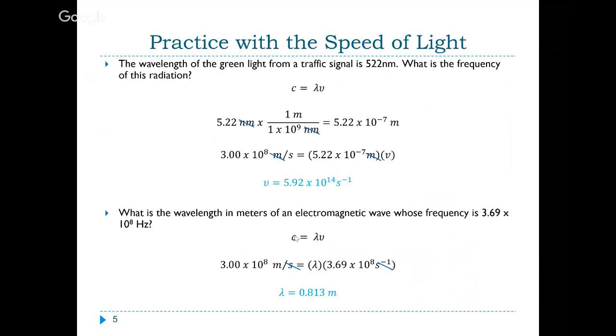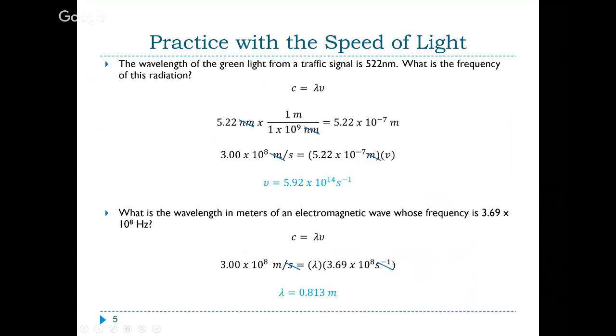So practicing with the speed of light: a wavelength in a green traffic light signal is 522 nanometers. What is the frequency? So we use our speed of light equation. We know the speed of light, that's constant. We know that it's in meters per second, so that means wavelength has to be in meters and frequency has to be in inverse seconds.